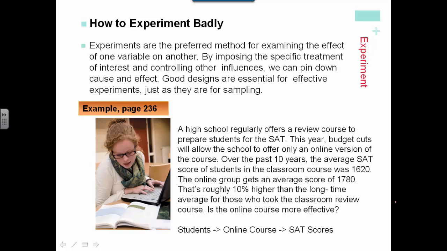A high school regularly offers a review course to prepare students for the SAT. This year, budget cuts will allow the school to offer only one online version of the course. Over the past 10 years, the average SAT score of students in the classroom course was 1,620. The online group gets an average score of 1,780. That's roughly 10% higher than the long-term average for those who took the classroom review course. Is the online course then supposedly more effective? It's hard to tell.